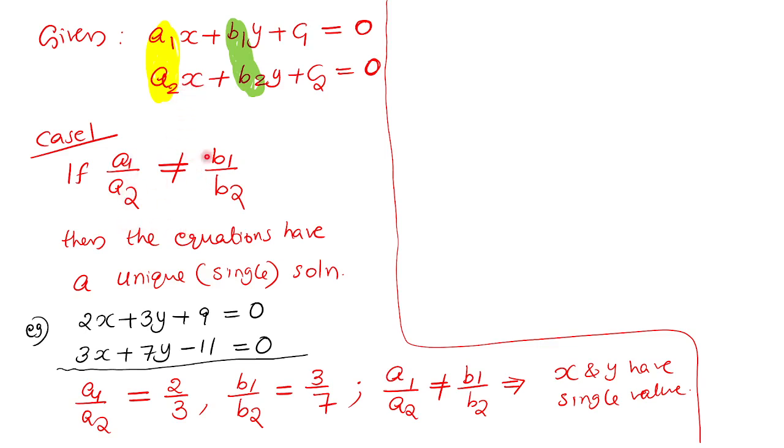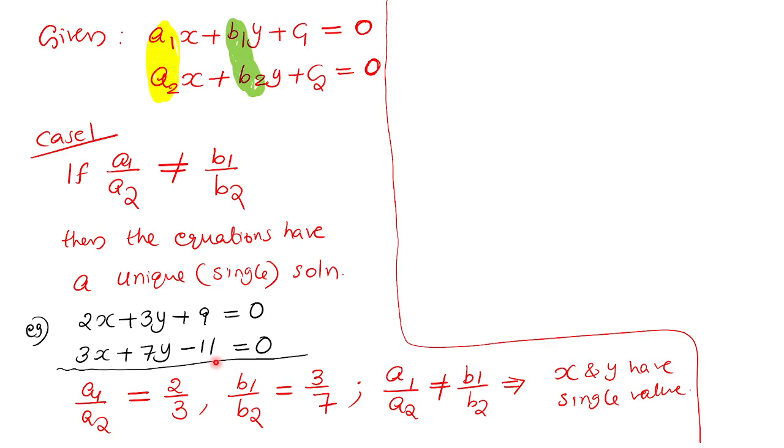So if a1 by a2 not equal to b1 by b2, what we can say? If we solve it, x will have a single solution and y will also have a single solution. So this is an example for that. Here I want to find the nature of the solution. In exam, the question will be like this. Two equations will be given to you and the question will be: explain the nature of solution.